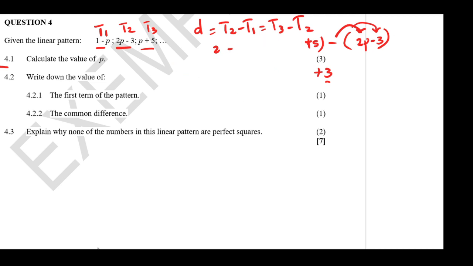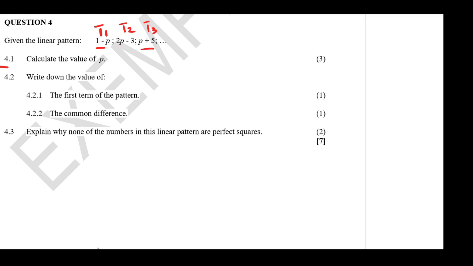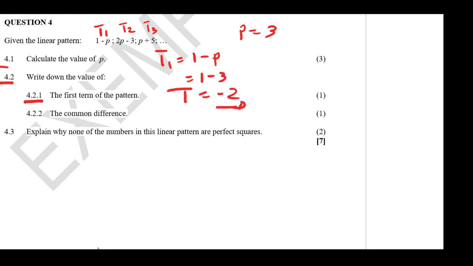So now we go to 4.2. I hope you guys can hear me. I tend to lower my volume. So write down the value of, 4.2.1, the first term of the pattern. The actual value of the first term of the pattern. First term is T1, and it's equal to 1 minus p. But we found p to be equal to 3 in the previous question. So we're just going to say 1 minus 3, which is equal to minus 2. So the first term is minus 2. That's why it's 1 mark. There's nothing much we did here.